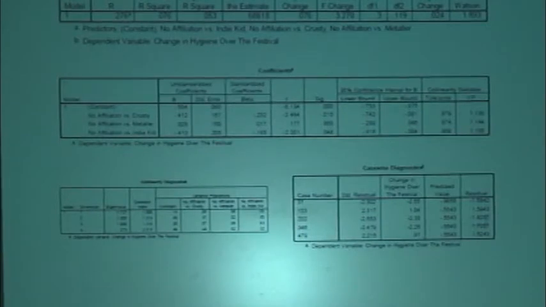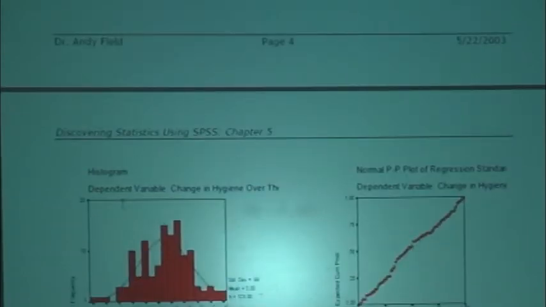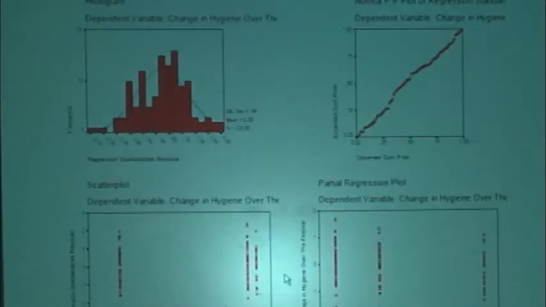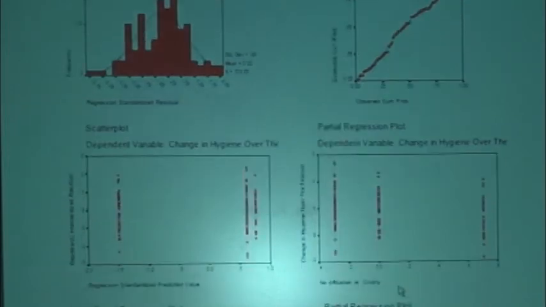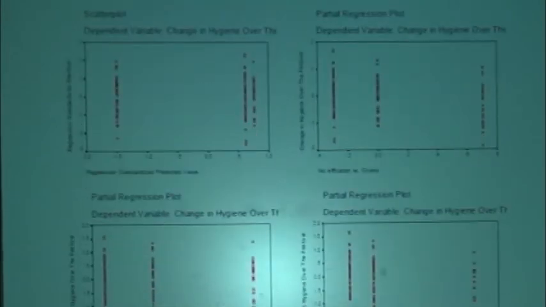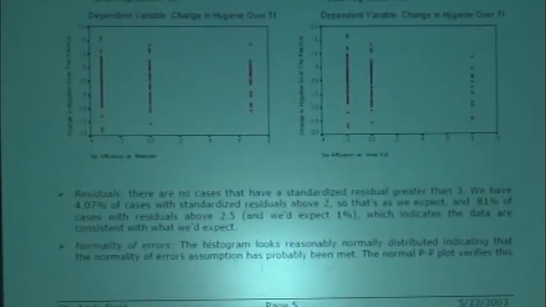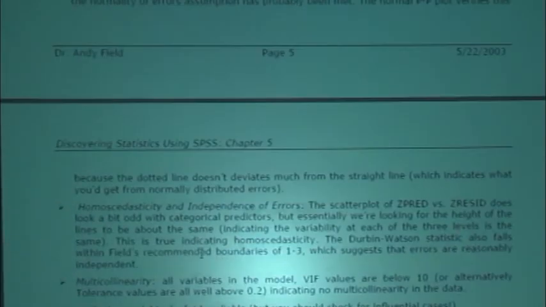Casewise diagnostics, very small residuals, that's good. Nice normal curve, change in hygiene over the something or other. Something to do with the clown on this one, I think. Nice normal plot. Dependent variable, change in hygiene. So here he's got a dummy coded variable, so then you don't get good scatter plots in those because it's just 2 values. So these are all kind of done that way. You can probably read this for yourself and see.